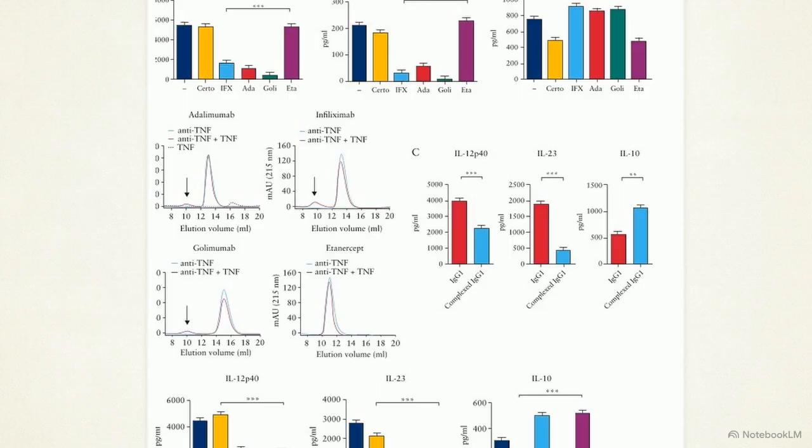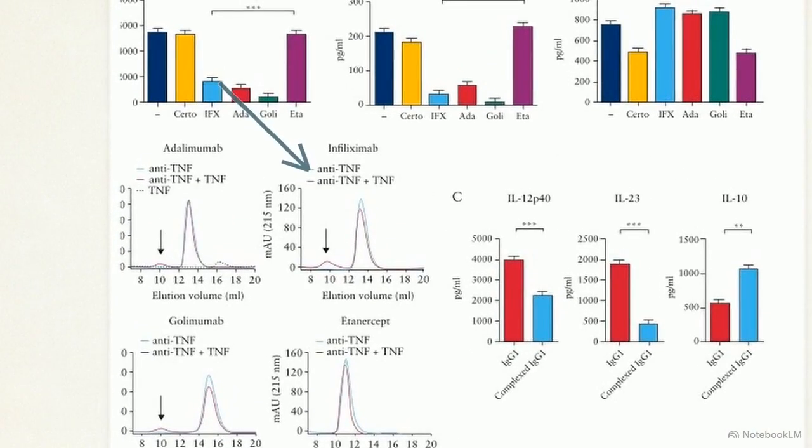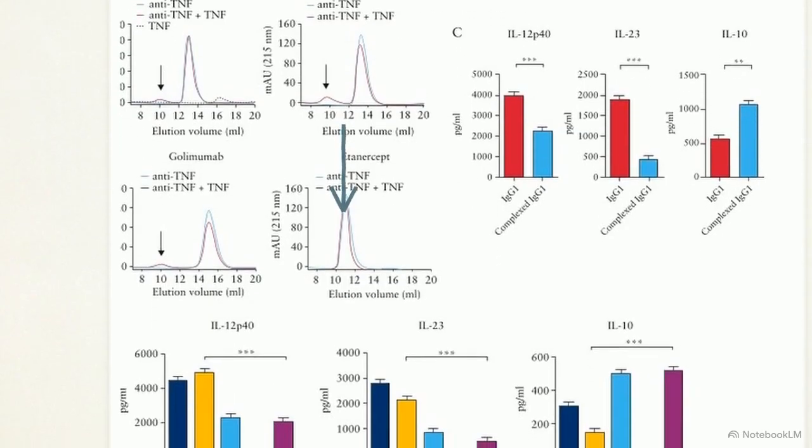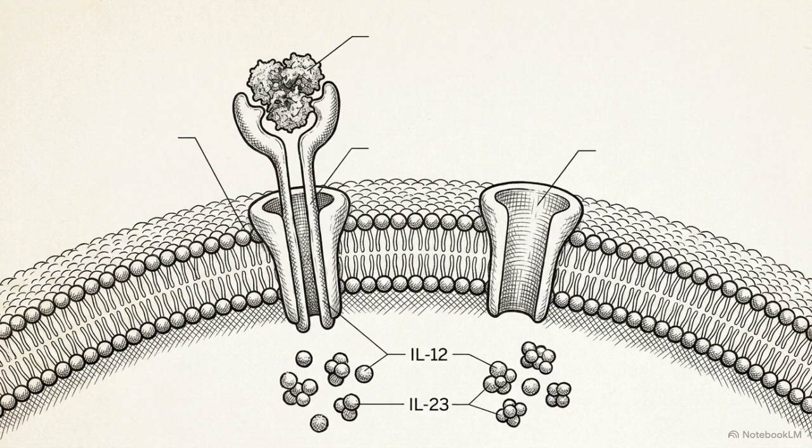These chromatography charts map the physical size of the molecular complexes formed. The data shows a large elution peak for massive infliximab complexes, contrasted sharply with the smaller 1-to-1 peak produced by etanercept. Because of this smaller complex, etanercept physically fails to cross-link macrophage Fc gamma receptors. Without this receptor cross-linking, etanercept is unable to inhibit the downstream secretion of IL-12 and IL-23.